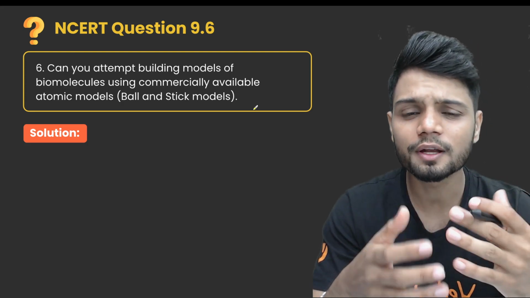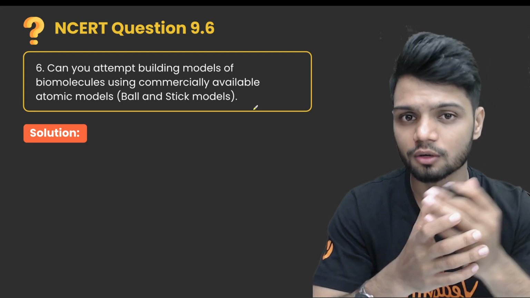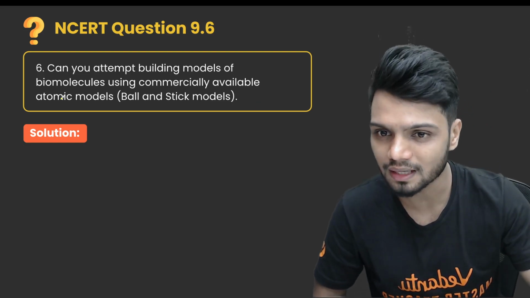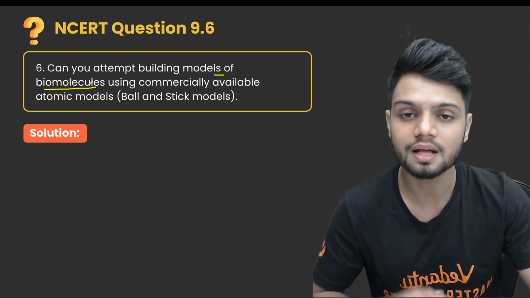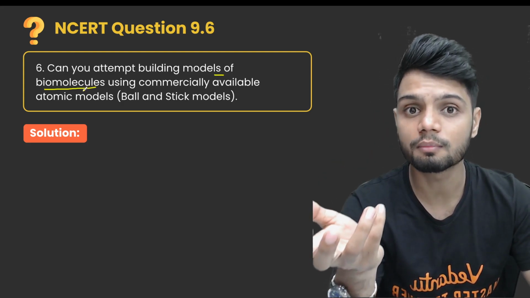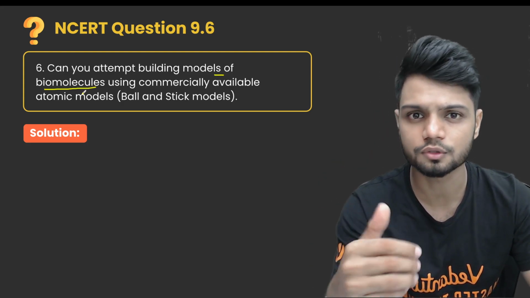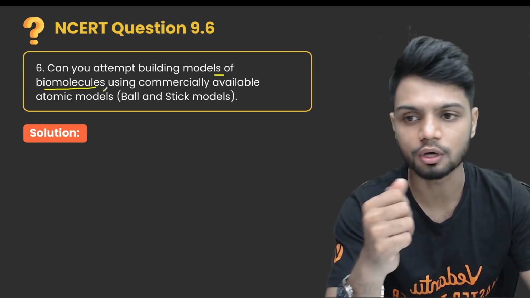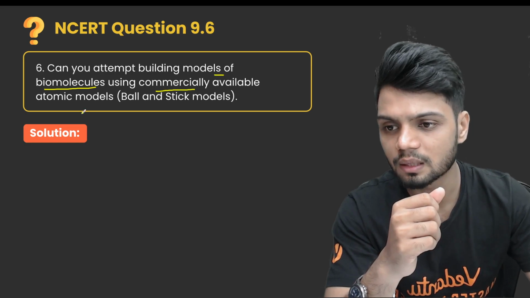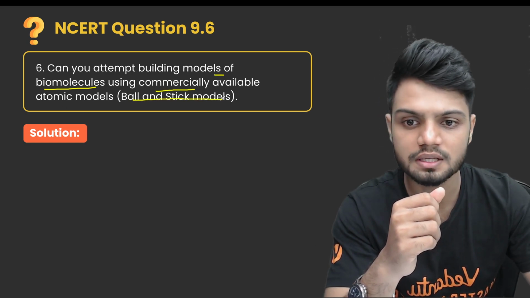Now, let's look at a question from the chapter Biomolecules. What does the question say? The question says, can you attempt building the models of biomolecules? They're asking if we can build models of biomolecular compounds. It could be proteins, it could be different types of carbohydrates, mono as well as poly, using commercially available atomic models, that is ball and stick models.